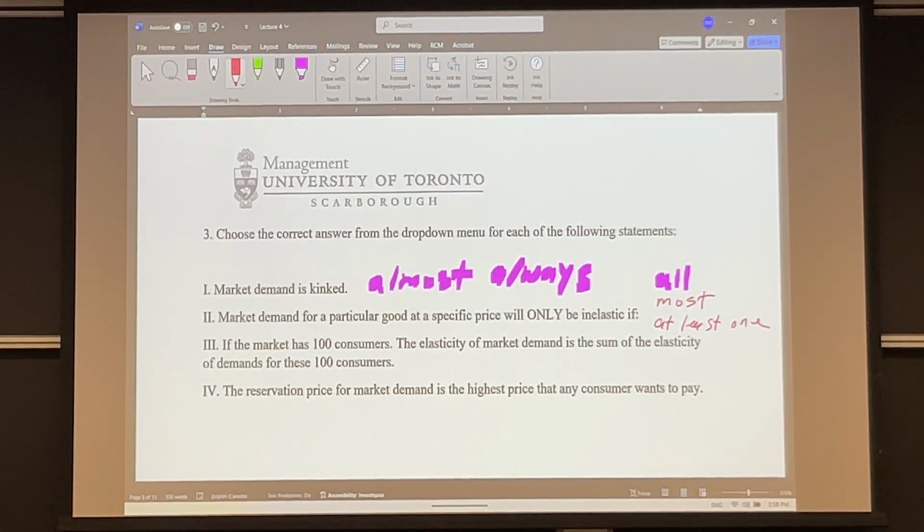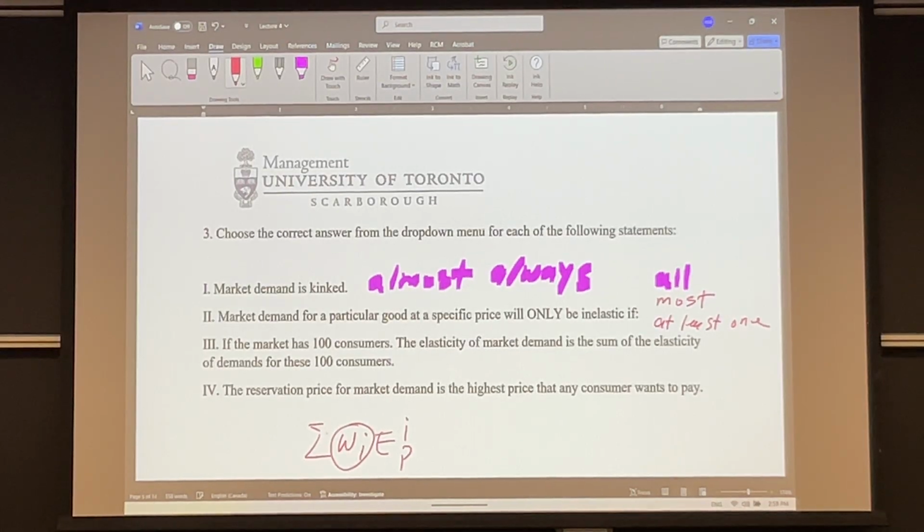Well, let me give you a hint. Elasticity is an index. You don't add up an index to get the market index. You average out. So to get the market elasticity, you need to take individual elasticity and average it out, but not through a simple average, through a weighted average. The weight being the size of your purchase. If someone buys 90% of the market, they have far more weight. They have 90% of the weight on the index. Make sense?